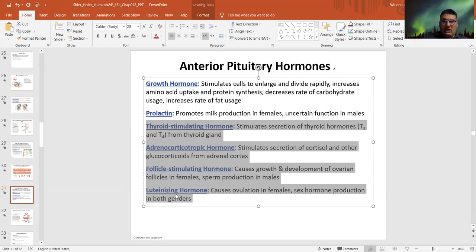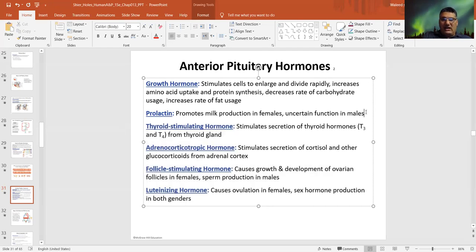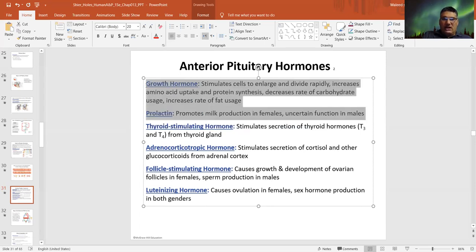Follicle stimulating hormone and luteinizing hormone go to the gonads, and gonads again are testes and ovaries, male or female. So this is the target. So this is for those 4 here. But those 2 are direct contributions from the anterior pituitary.